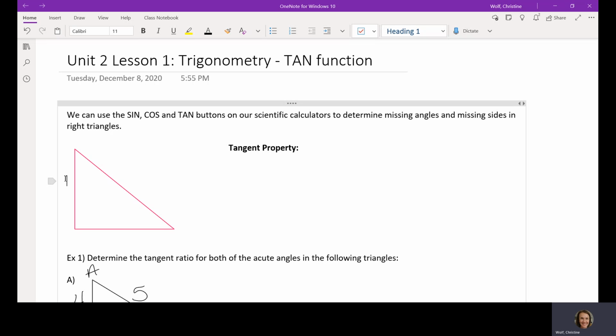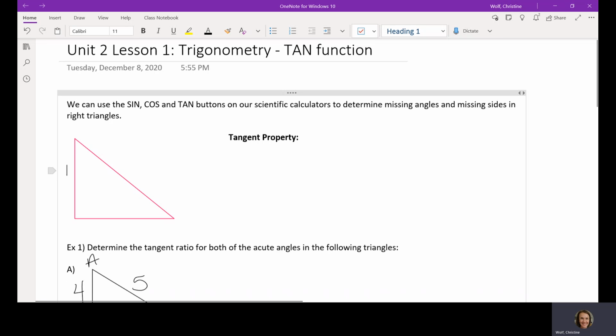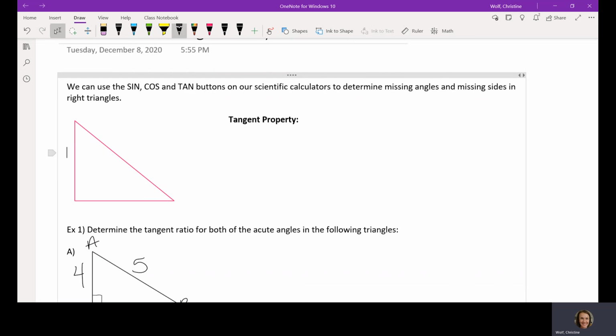So it says here that we can use the sine, cos, and tan buttons on our scientific calculators to determine missing angles and missing sides in right triangles. If you recall from grade 7, or even before, right triangles are triangles that have a 90-degree angle in one of the corners. We call them right triangles or even rectangular triangles or 90-degree triangles. I usually call them right triangles. So it's the angle with 90 degrees there.